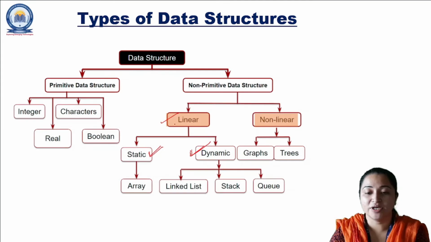In linear data structure, mainly we have arrays, linked list, stack and queue. These are the four linear data structures. In non-linear data structures, elements are not stored sequentially. They do not follow sequence. The examples of non-linear data structures are graphs and trees. We will see all of these data structures in detail now.